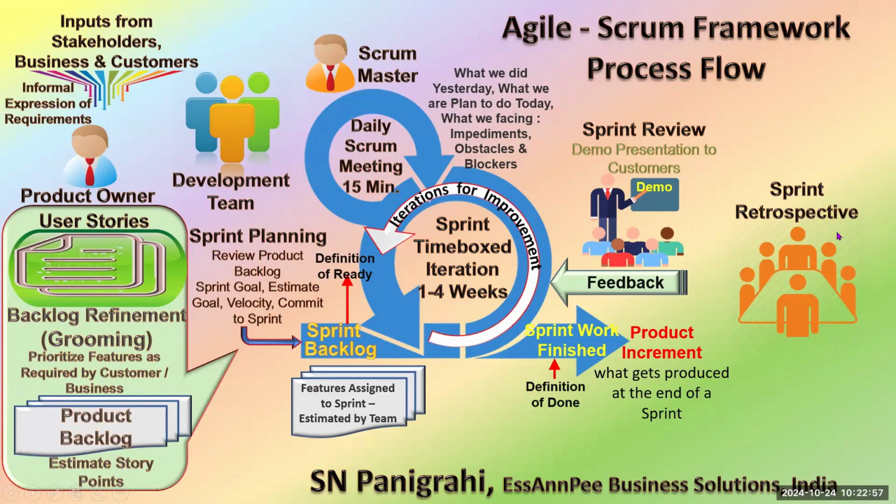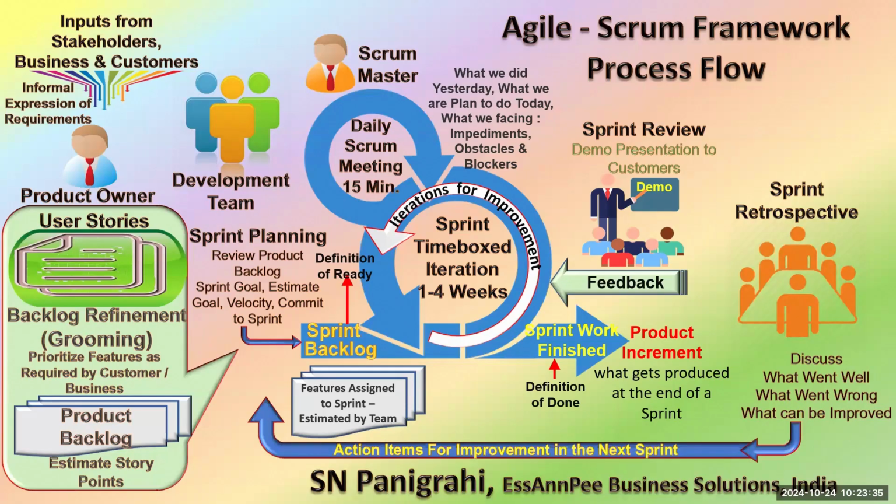In the sprint retrospective, three things we do, because a retrospective is again a meeting. The Scrum Master and the development team must be there. Whenever required, the product owner can join, but it is not mandatory. In a retrospective, we discuss three things about the iteration just completed: what we did well, what went wrong, and what can be improved in the next iteration. So in the retrospective, we are recommending certain improvements for the next iteration.